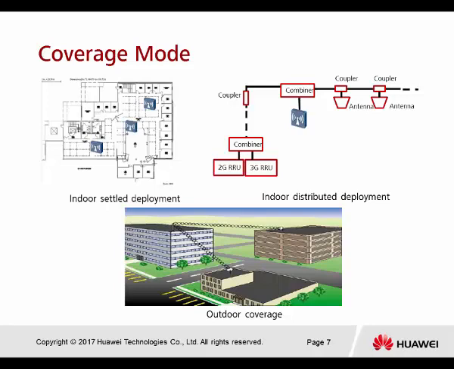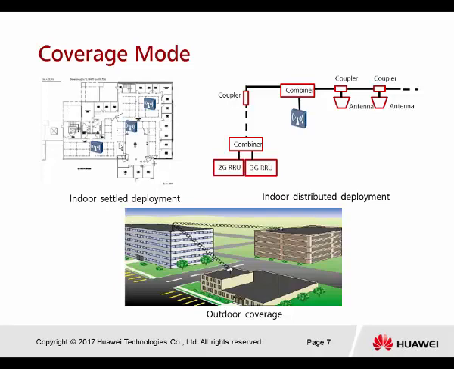Next, coverage mode. Giving an example for indoor sector deployment, we have to understand what coverage is required for this building. Is it full coverage, or is there a restricted area where signal coverage is not allowed, especially in scenarios like a hospital, where some rooms are not allowed to have wireless interference?